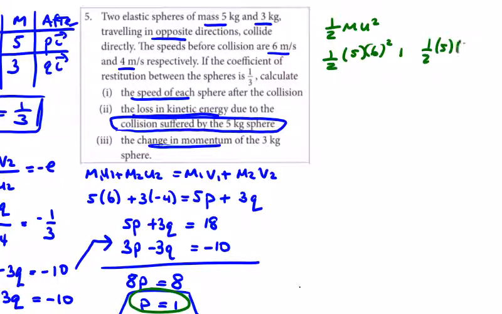So that's 2.5 times 36, which is 72 and 18, which is 90. And a half of 5, just 2.5. So it was 90. It ended up at 2.5. So it lost 87.5 joules of energy.